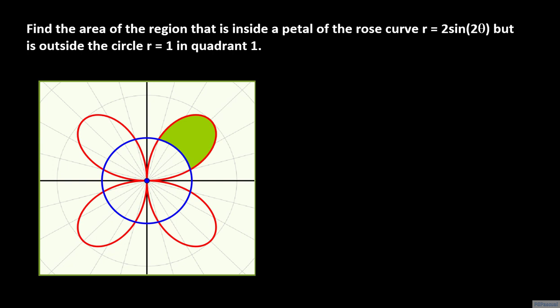In this exercise in polar coordinates, we find the area of the region in quadrant 1, and that is inside the rose curve r equals 2 times sine 2 theta, but is outside the circle r equals 1. The region whose area we are looking for is shaded green on the diagram.